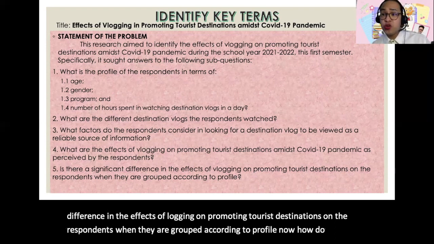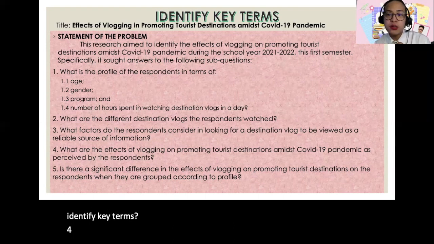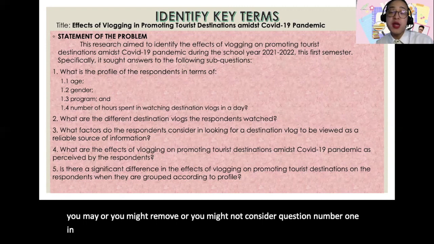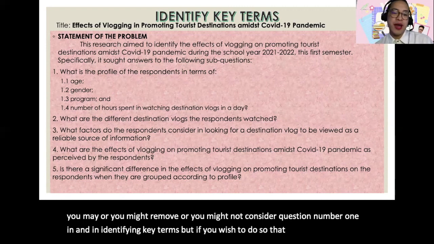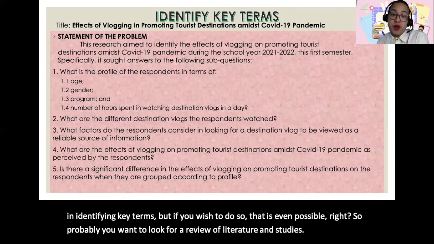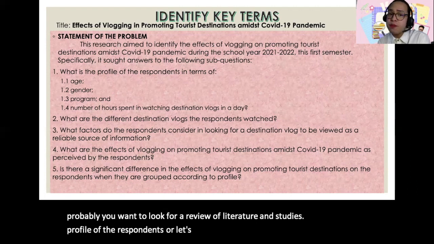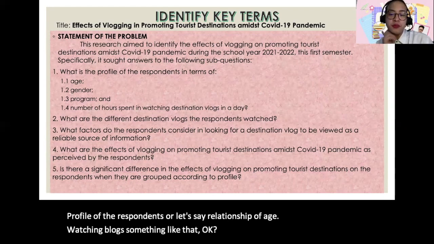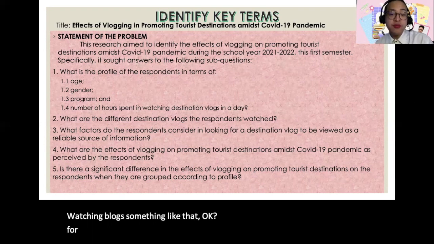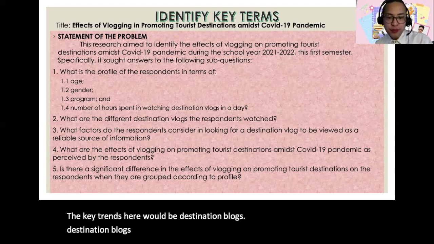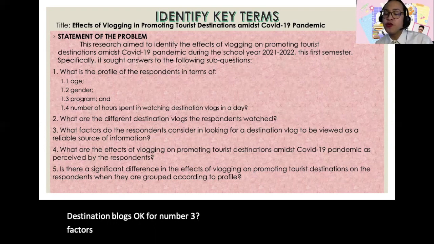Now, how do we identify key terms? For question number 1, you might not consider question number 1 in identifying key terms, but if you wish to do so, that is even possible. All right, so probably you want to look for review of literature and studies on the profile of the respondents, or let's say relationship of age to watching blogs, something like that. Okay, for number 2, the key terms here would be destination blogs. Okay, for number 3, factors considered in looking for a destination blog.